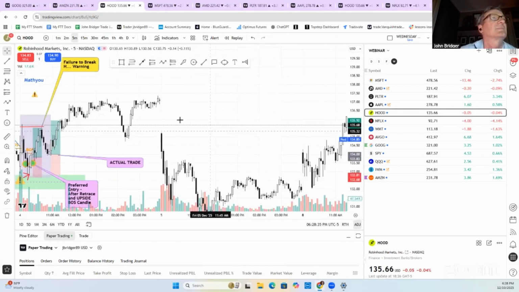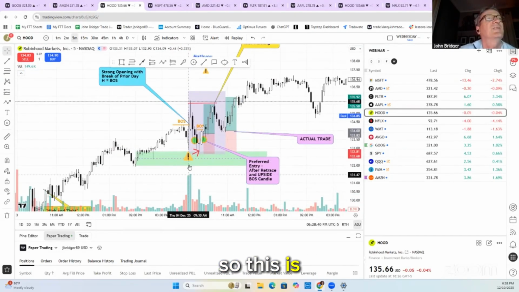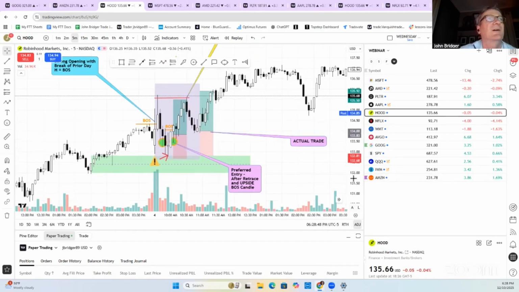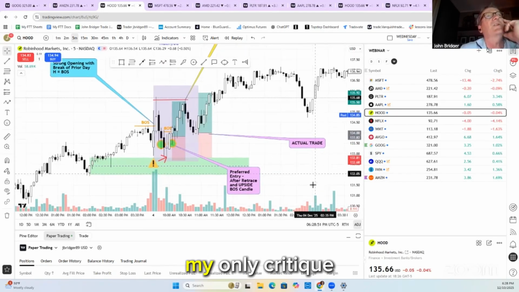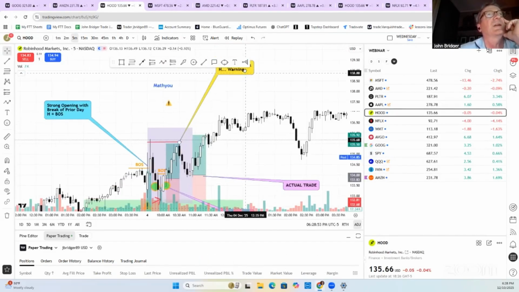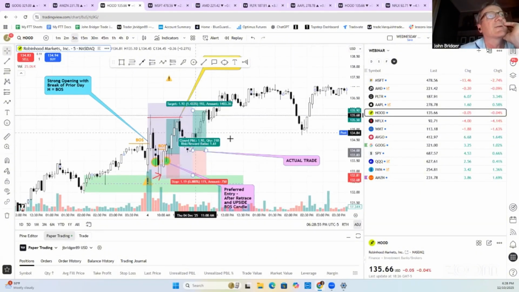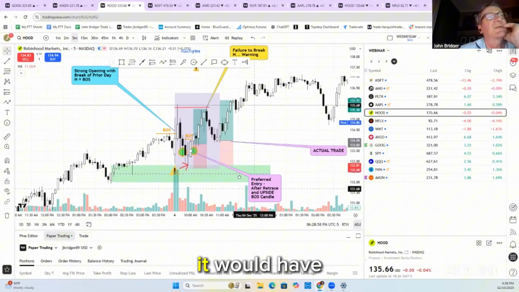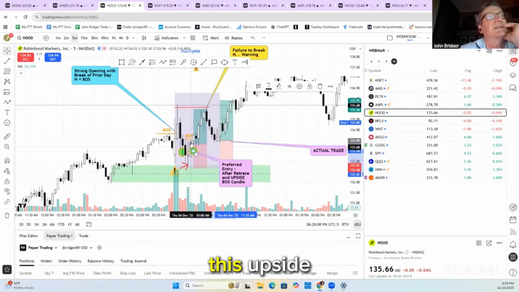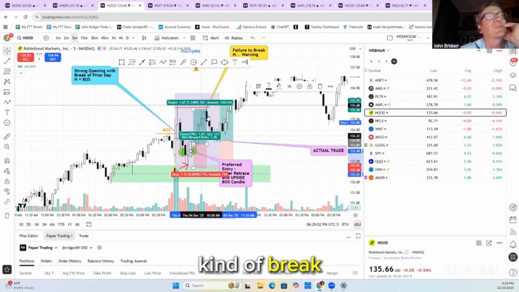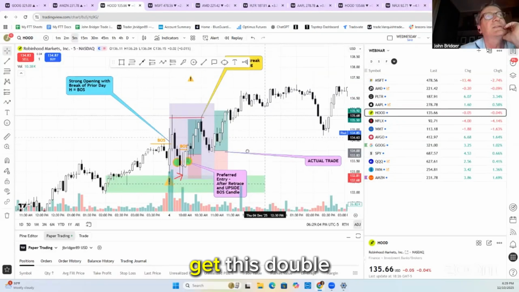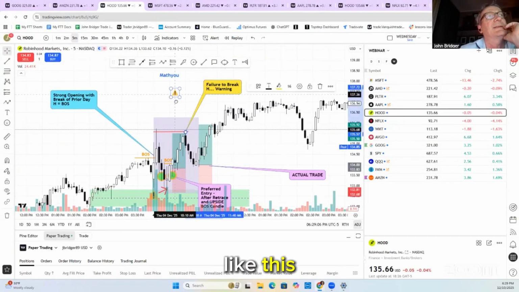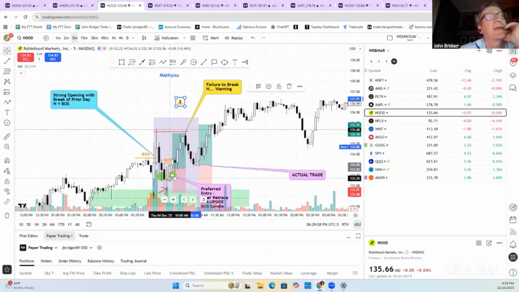So you look here on 5-minute time frame now. So this is at 9:30, right? Comes in, breaks prior day highs. And again, this is another example of, and this one, I would say my only critique of this particular trade, he actually got in here. If I was to actually take this trade, it would have been here. After you get this upside engulfing kind of break a structure candle, because once you get this double top, like this, see how it kind of formed a top and then it formed another top, it failed to break it.